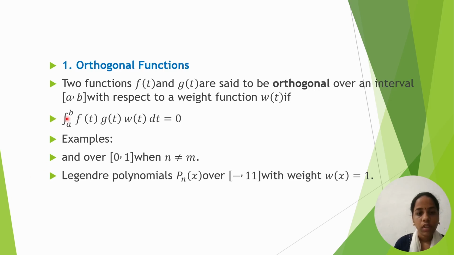Next, orthogonal functions. Two functions f of t and g of t are said to be orthogonal over an interval a comma b with respect to weight function w of t if the integral from a to b of f of t, g of t, w of t dt equals 0. Examples of orthogonal functions are sines and cosines over 0, 1 when n is not equal to m, and Legendre polynomials Pn of x over minus 1 to 1 with weight w of x equal to 1.